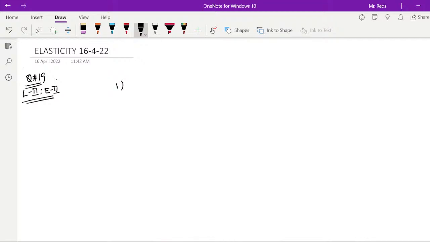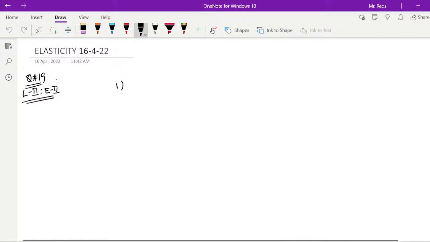Let me read the options. First option is d square g square A L cube by 6Y. Second option d g A L cube by 6Y. Third option d square g square A L cube by 3Y. And fourth option d square g square A square L cube by 3Y.